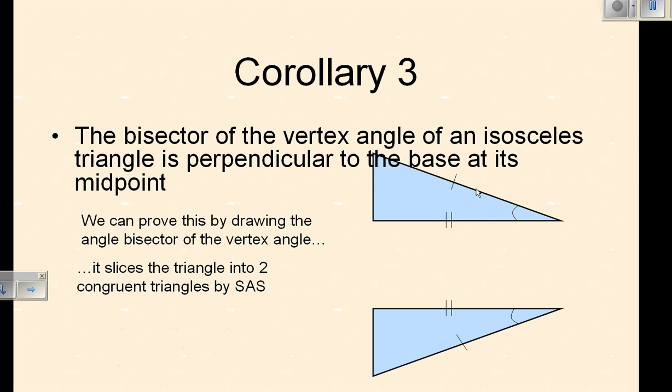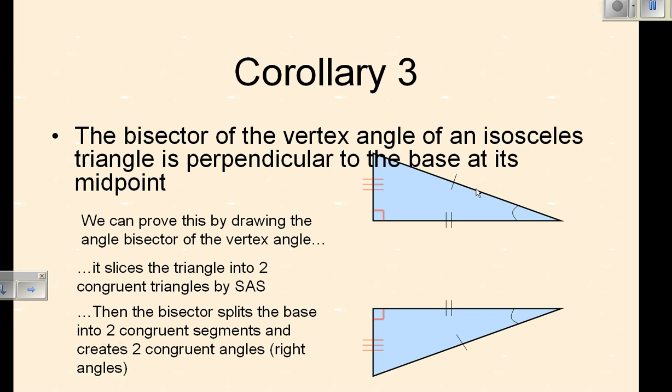So since we have two congruent triangles, we can conclude that these two pieces are equal by CPCTC, and these two angles were equal by CPCTC. Well, since they're equal and they add up to 180, these angles have to each be 90. So that's why the bisector is perpendicular to the base at its midpoint.